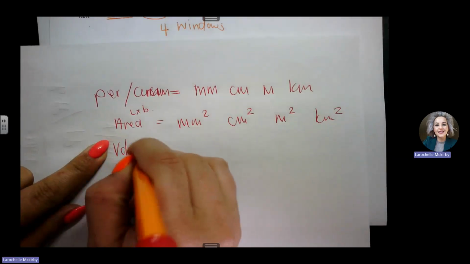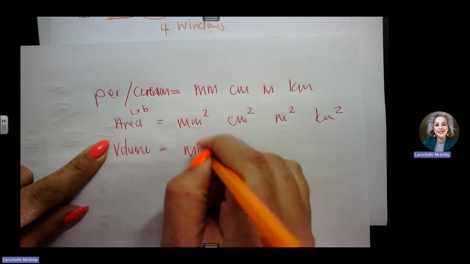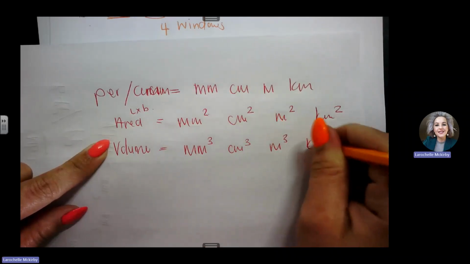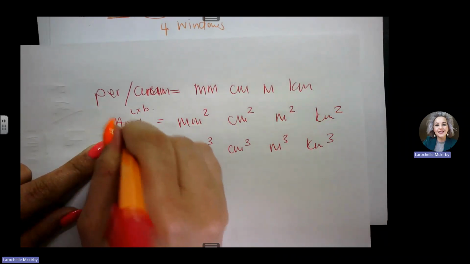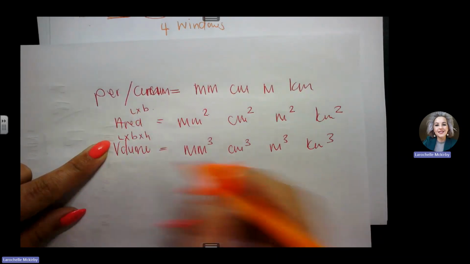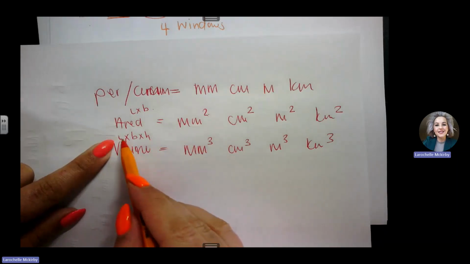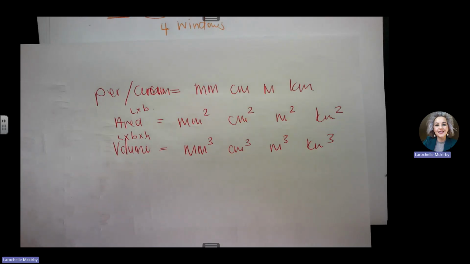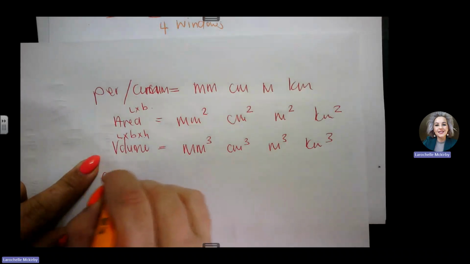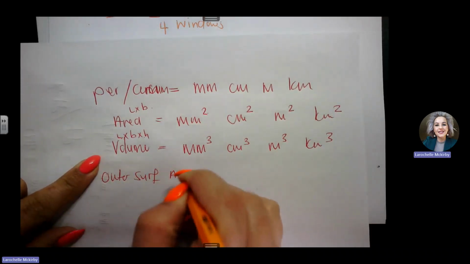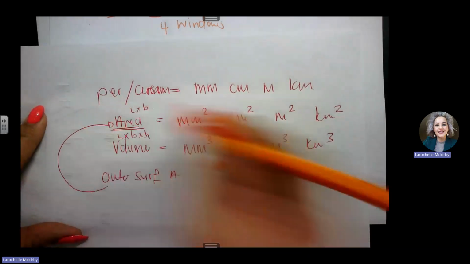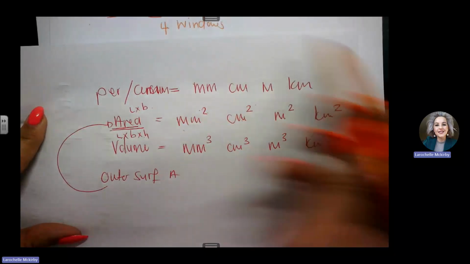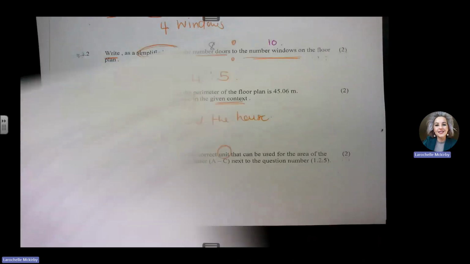When we are calculating volume, it is cubed millimeters, cubed centimeters, cubed meters, cubed kilometers, because length multiplied by breadth multiplied by height. This answer is made up of three lengths or three measurements. And then the outer surface area is also connected with the word area, meaning it will come out as squared millimeters, squared centimeters. So please be reminded of this. Right.